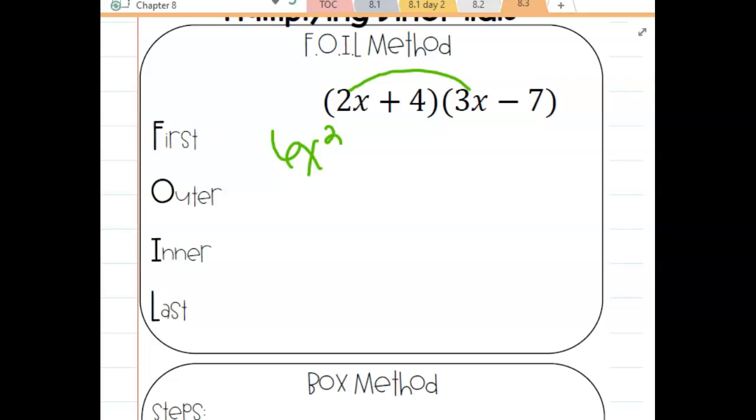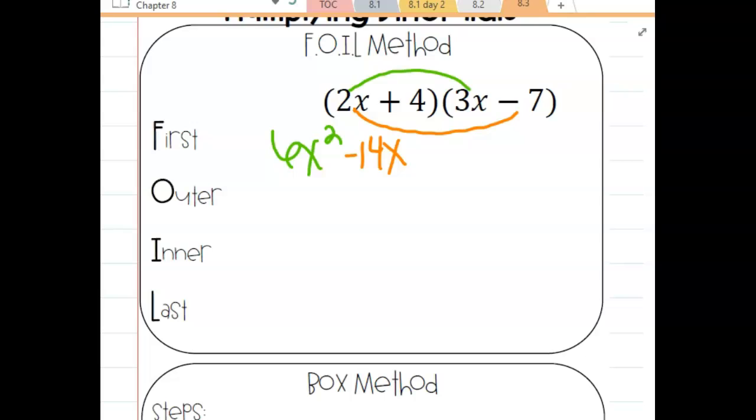Okay, the O is for outer. So on the outside of your parentheses. The outside on this side is the 2x. The outside on this side is the negative 7. You have to remember to include the signs. So you're going to take 2x times negative 7, which is negative 14x.